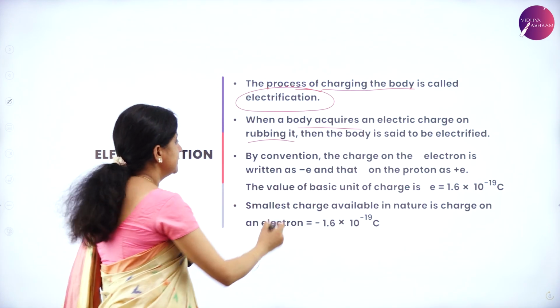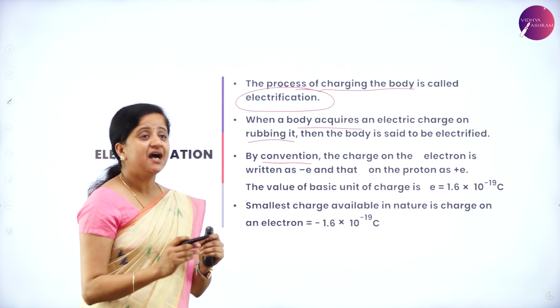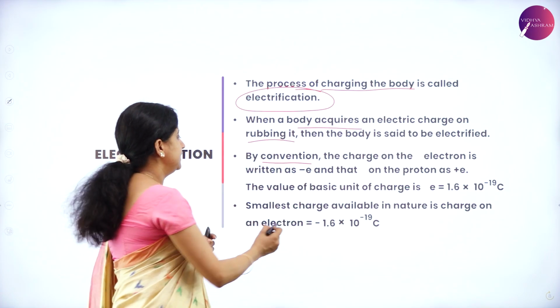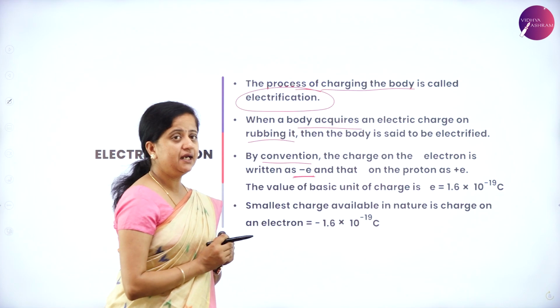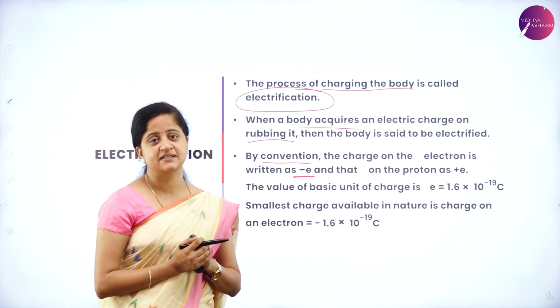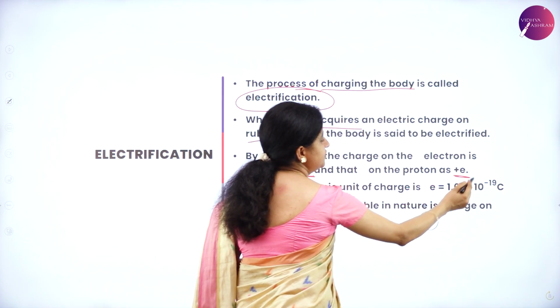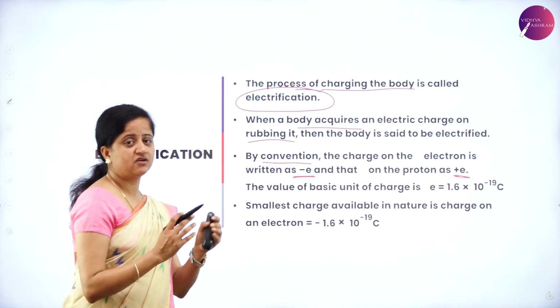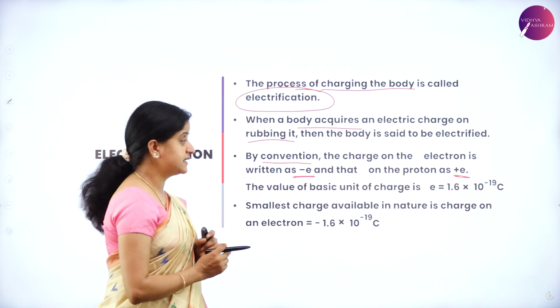The next thing is, by convention, the charge on the electron is written as minus e and the charge on the proton is taken as plus e. The magnitudes of the proton and electron charges are almost the same, but they are opposite in sign.